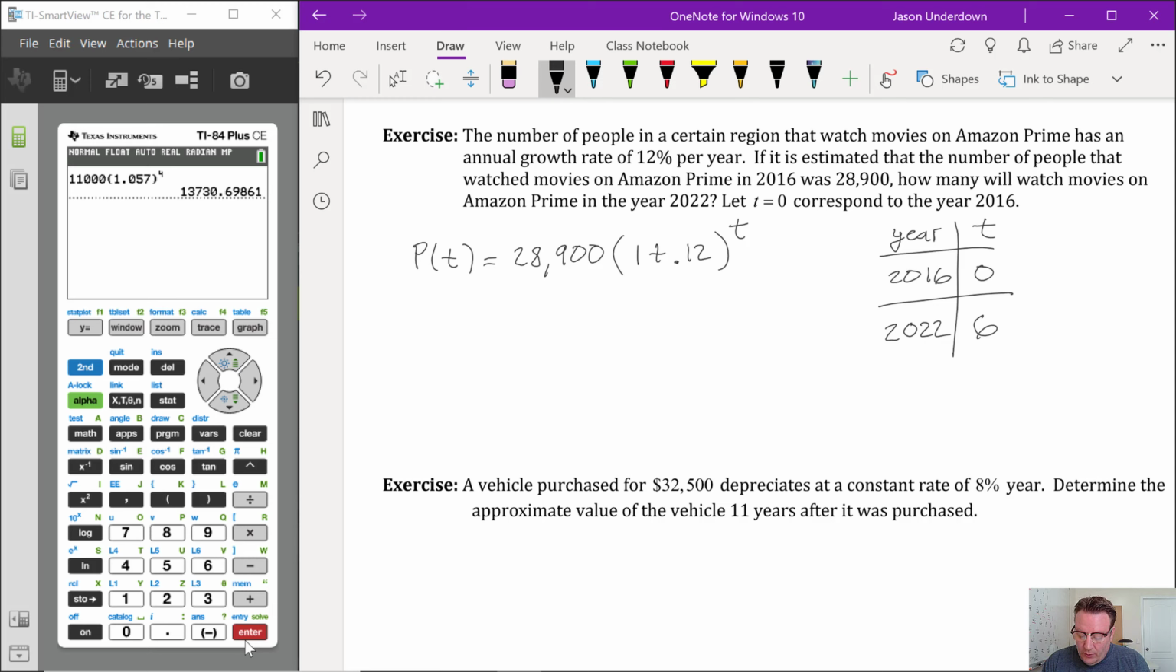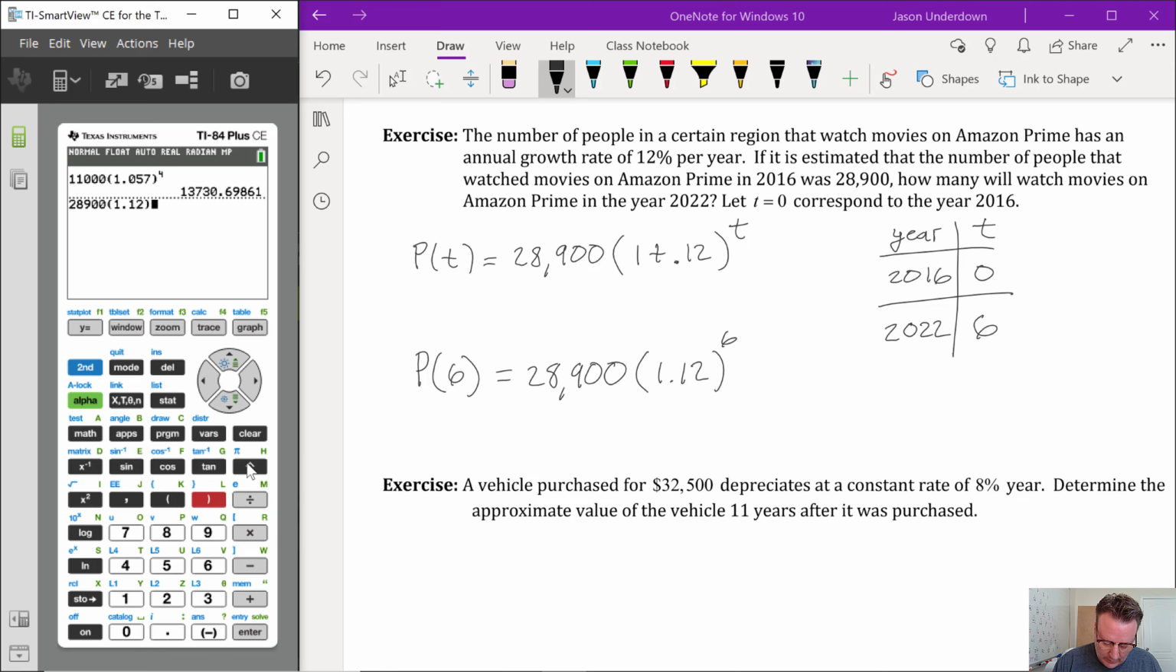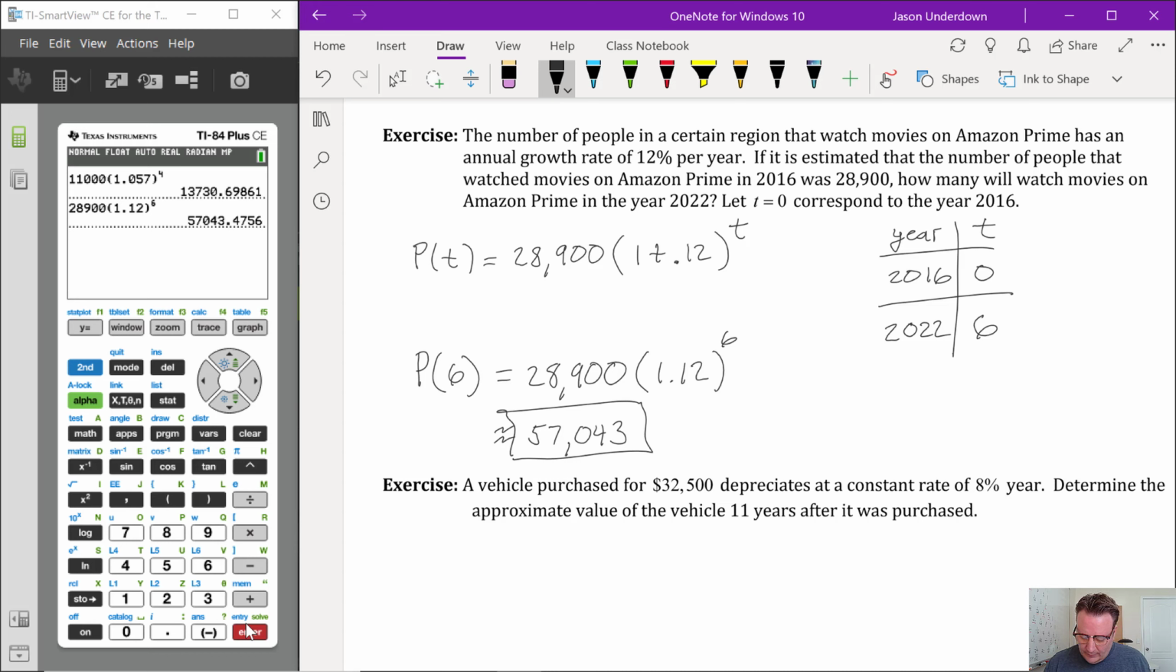So in order to compute the number of Amazon Prime viewers in the year 22, we need to compute P of 6. So P of 6 is going to equal 28,900 times 1.12 raised to the 6th power. And that is, let's see, 28,900 times 1.12 raised to the 6th power. Looks good. So again, we should probably round to the nearest person: 57,043. Okay.